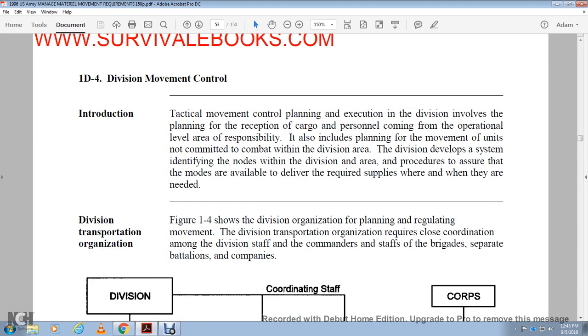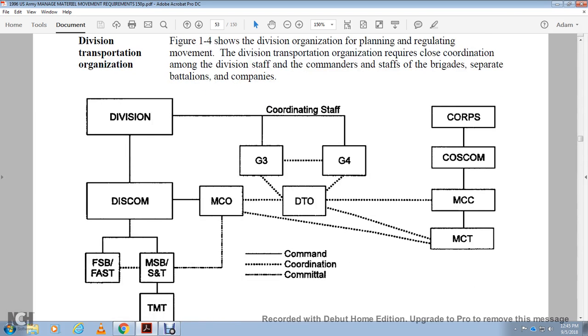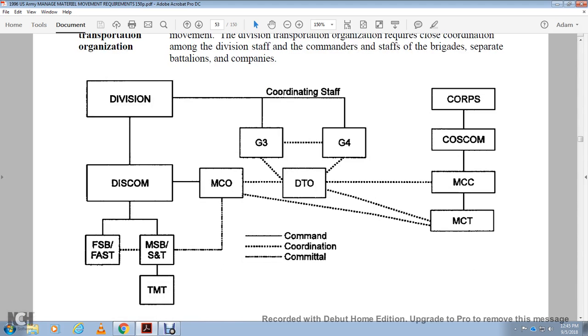Division Transportation Organization, Figure 1-4, shows the division organization planning regulation. Movement of the division transportation organization requires close coordination among the division staff, commanders and staff of brigades, separate battalions and companies. The division goes to the coordinated staff G3 and G4 DTO, or the division goes to DISCOM, FSB, FAS, MSB, ST, TMT.